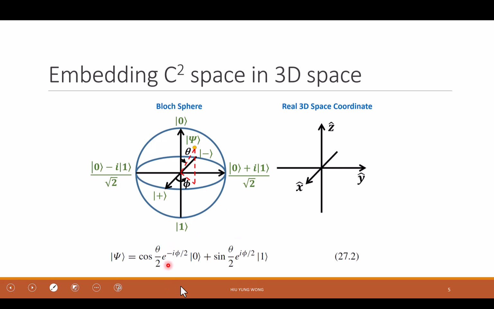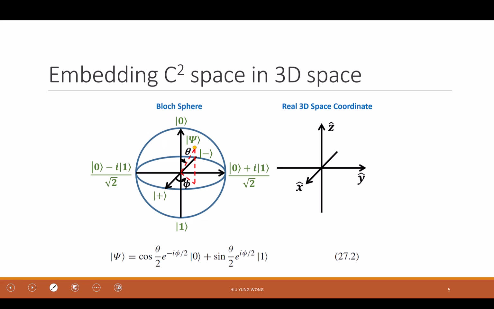Because now this is the equation I showed you earlier. If I consider the point on this unit sphere and I use the spherical coordinates, I have theta, which is the polar angle. I also have phi, which is the azimuthal angle. But now, because it's a unit sphere, I don't need to consider R. And this sphere fits very well to this equation. And this is called the Bloch sphere.